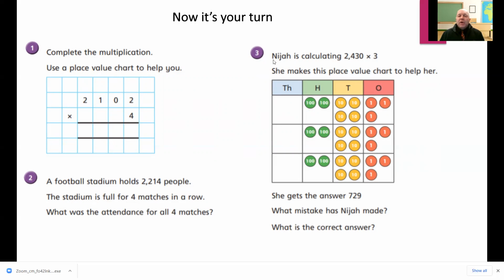And then question 3, Nia is calculating 2,430 times 3. She makes this place value chart to help her. She gets the answer 729. What mistake has Nia made? And what's the correct answer? Okay, so 3 questions. Pause the video and work through those 3 questions yourself.